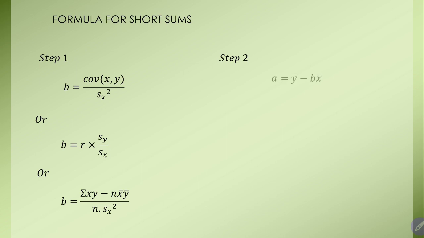After finding B, you have to find A, and the formula of A was y bar minus b x bar. The formula of y bar and x bar is not necessary to repeat now. Then step 3 is y cap. Y cap is A plus B into x.